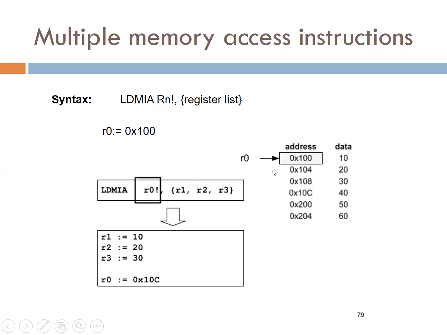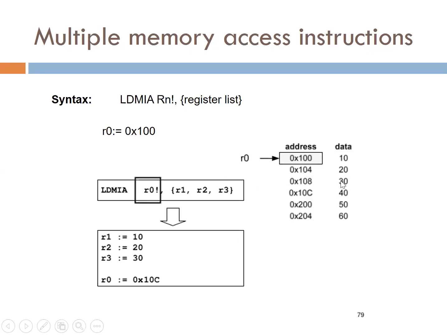Later, increment the memory address. Now it will increment the memory address and it will be pointing to 104. What is the next data present in the memory location? It is 20. Now 20 will be loaded into which register? R2 register. After loading, what you have to do? Increment the memory address. Now the memory address will be pointing to 0x108. What is the data present here? It is 30. 30 will now be loaded to the last register, R3.